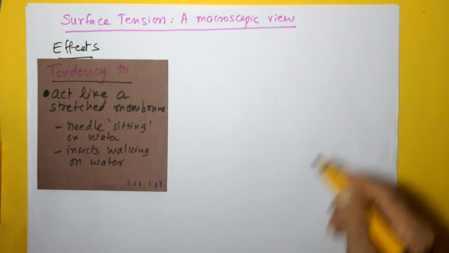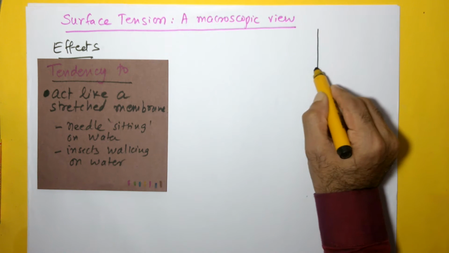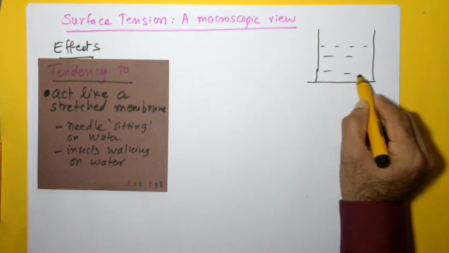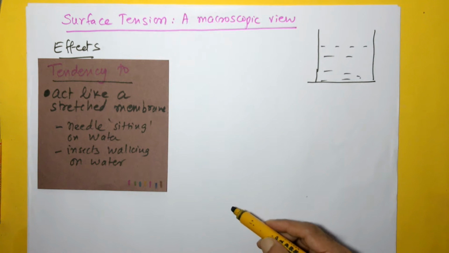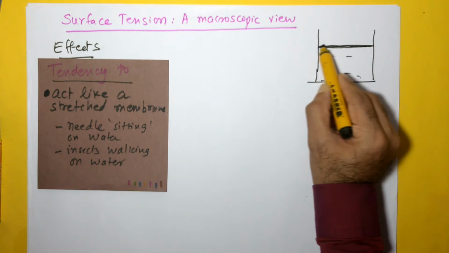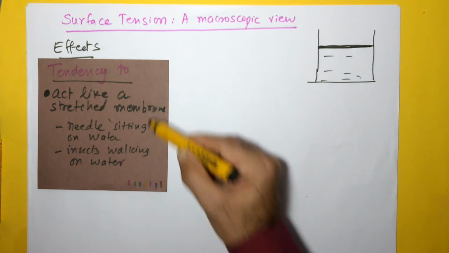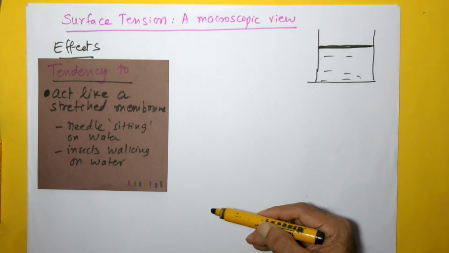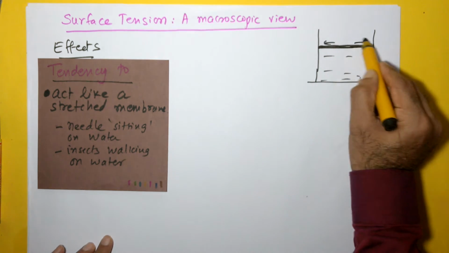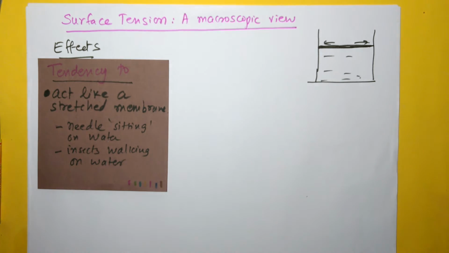If I take, say for example, a container in which I have some particular liquid, let us say we have water over here. Because of surface tension, this surface of the liquid, this particular part, acts like a stretched membrane. So that is the first effect that we have of surface tension. This surface acts as if it has been pulled in opposite directions, and therefore it feels as if it has been stretched.